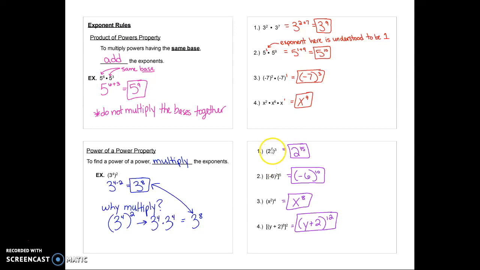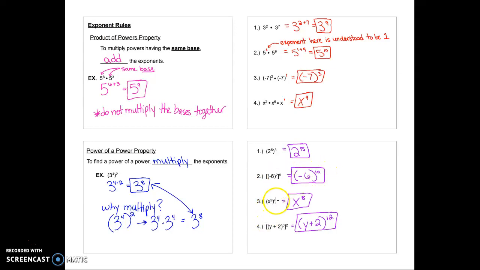We have 2 to the 5th power raised to the 3rd power. So I have a power raised to another power. Shortcut, keep the same base, multiply those powers. So you're going to get 2 to the 15th. Same thing here. I have a -6 that is squared, but it's also now raised to the 5th power. So my base stays the same, a -6. Keep it in parentheses just like it was, and you multiply your powers. 2 times 5 is 10.